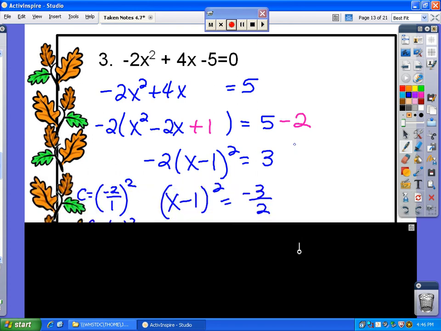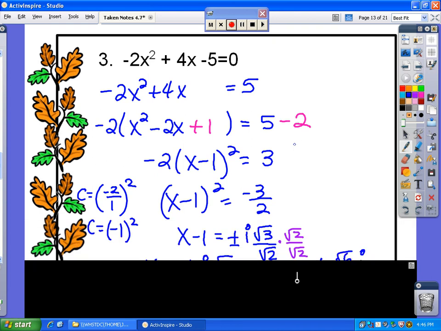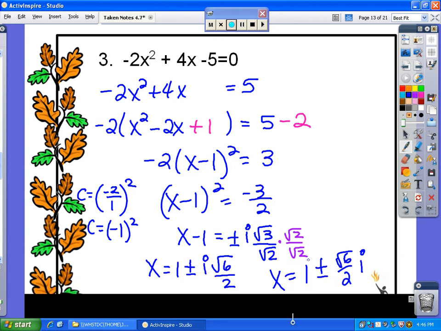Divide by negative 2. Take the square root of both sides. Now, ignore the square root of 2 over 2 for a moment. That's what you get when you take the square root of both sides, but we're not allowed to leave a radical in the denominator, so what's in purple is where I rationalized. Move the 1, and there's my final answer.